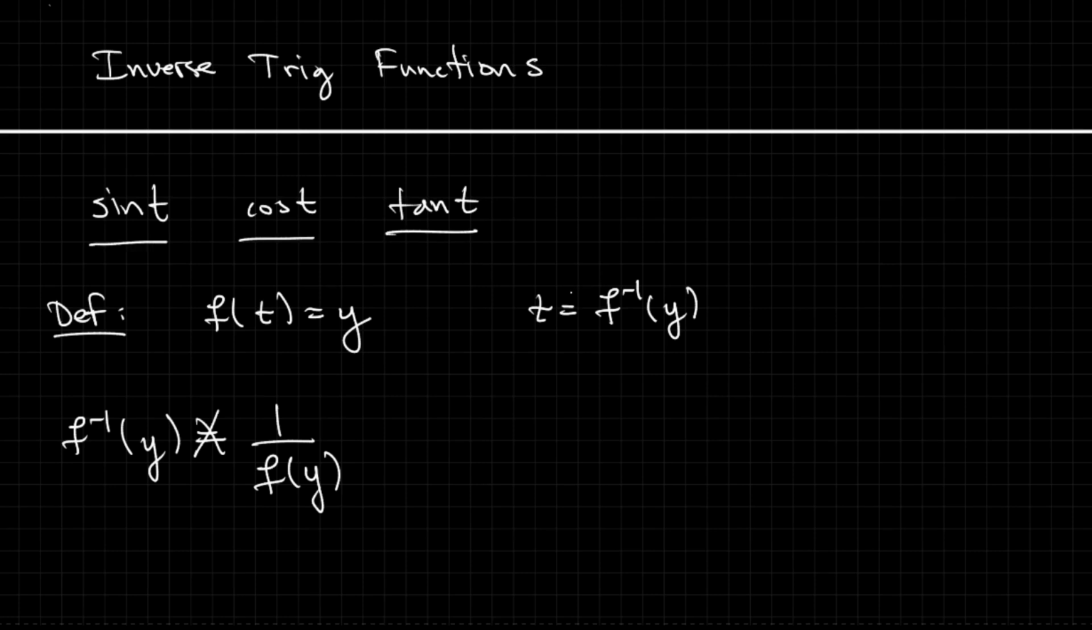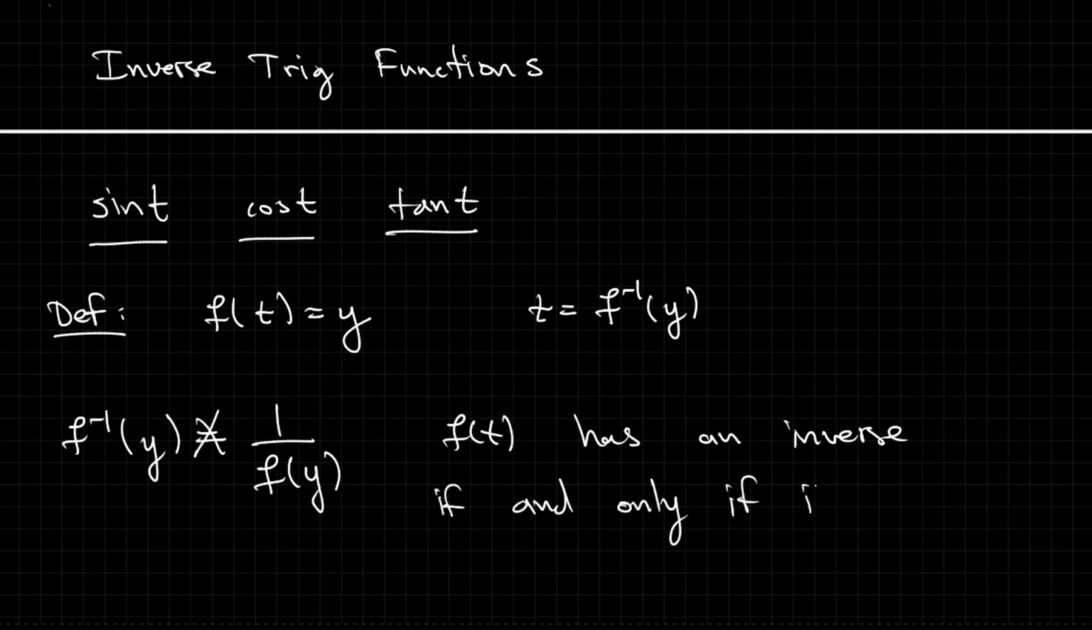Now, the first difficulty that we're going to have with inverse trigonometric functions is that, well, let's recall first that in order to define the inverse function, f of t has to be 1 to 1. That is, f of t has an inverse if and only if it's 1 to 1. And you can tell a function is 1 to 1 in a variety of different ways. Perhaps the easiest way is to look at the graph of the function. When we look at the graph, we can apply the horizontal line test, and if it passes the horizontal line test, then we have a 1-to-1 function.